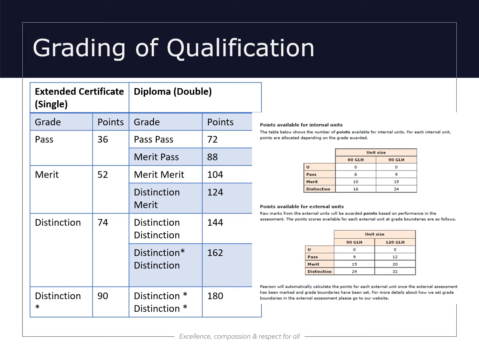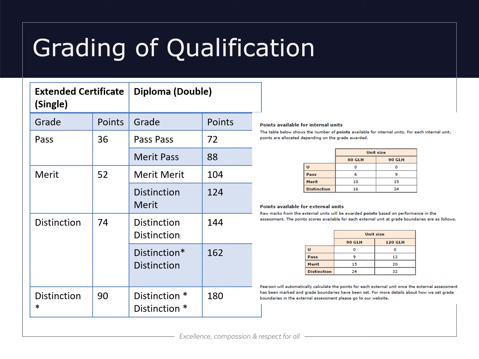The table at the left shows the extended certificate, so the single award equivalent to 1 A-level. The outcomes can be a pass, a merit, a distinction, or a distinction star. So you can see here, to get a pass, you would achieve 36 points. That is essentially the points that you have collected from the 4 units of work that you've studied, so the 2 exam units and your 2 coursework units. A merit will be 52 points, a distinction 74 points, and the highest mark you can achieve, a distinction star, at 90 points.